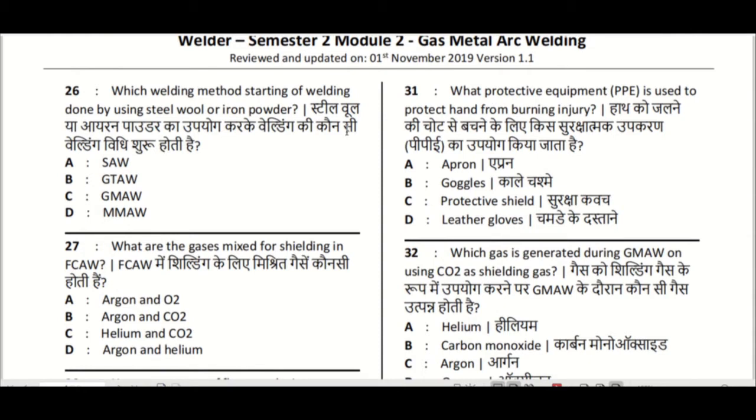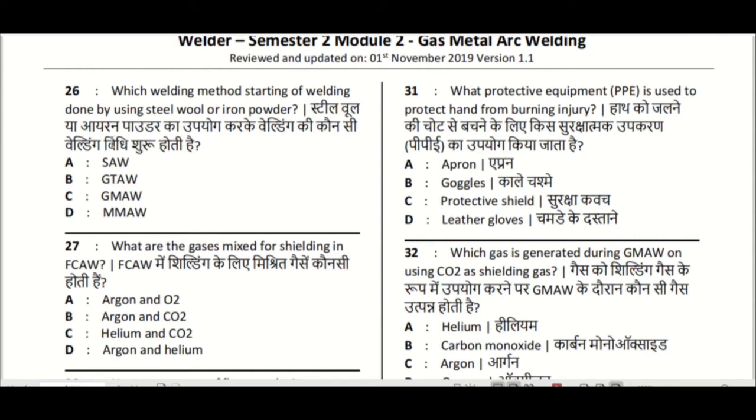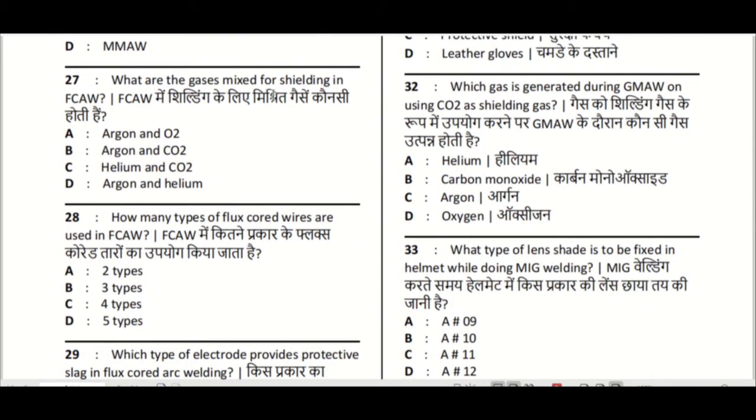Which welding method starts off welding by using steel wool or iron powder? Submerged arc welding.